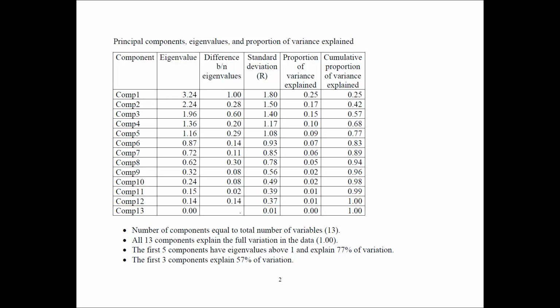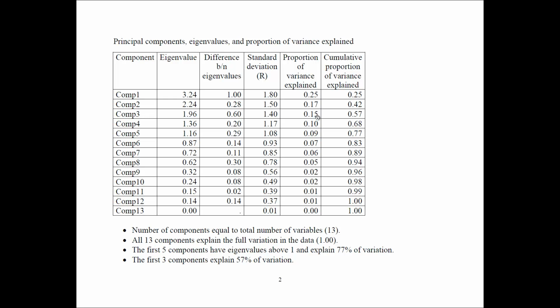We can see that the next columns are the proportion of variance explained and the cumulative proportion of variance explained. So we can see that the first component explains 25% of the variation in the data. Here we have 13 original variables, and only the first component can explain already 25% of the data. The second component can explain an additional 17%. So the cumulative is 42. If you sum up these two numbers, that's 42.